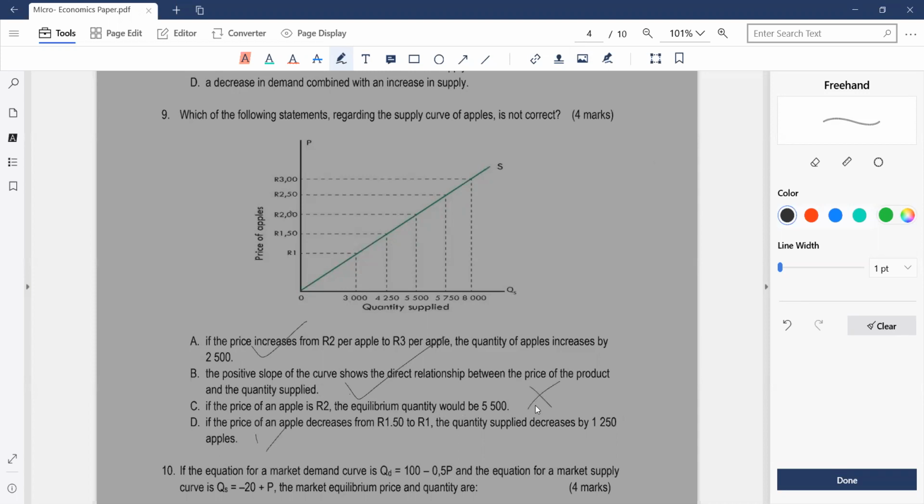But I want someone who wants to try. He told me the reason why C is the incorrect one. Because if the price is 2, there is quantity there, 5,500. Why do we say C is wrong? I want someone who wants to try.